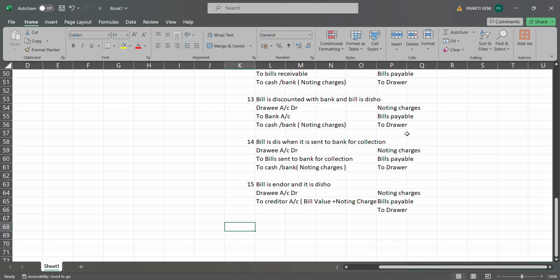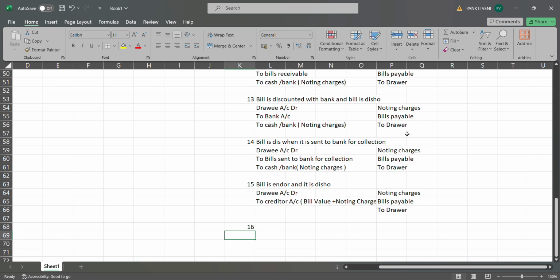Now come down for next case. If a bill is recorded, maybe discounted with the bank, or sent to the bank for collection, or endorsed. So in all the four cases we recorded our bills. We went for honored entry, we went for dishonored entry.